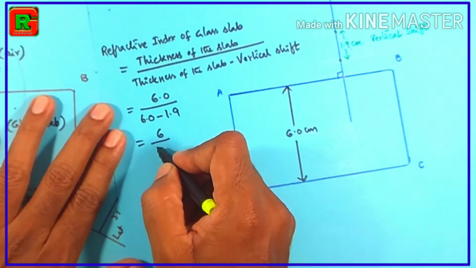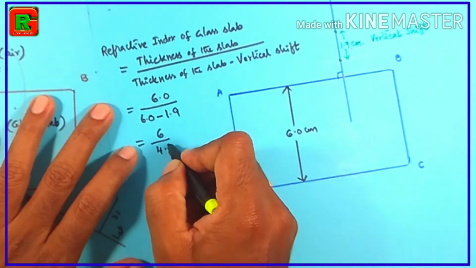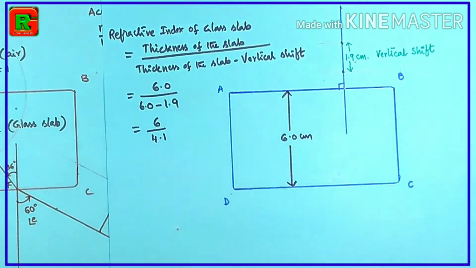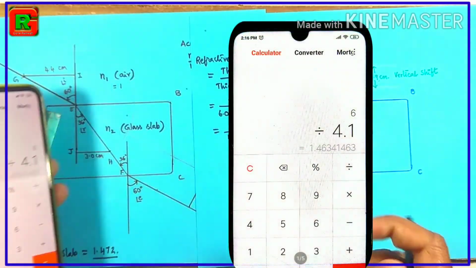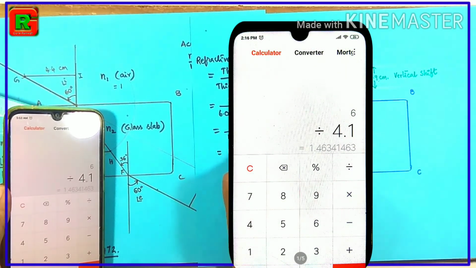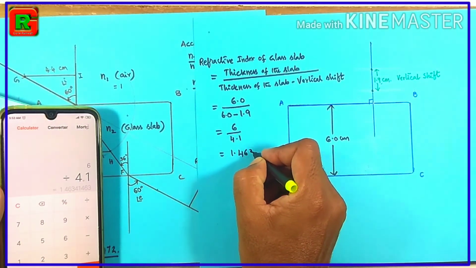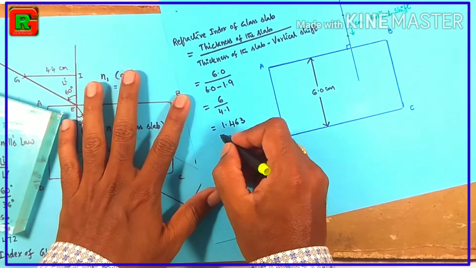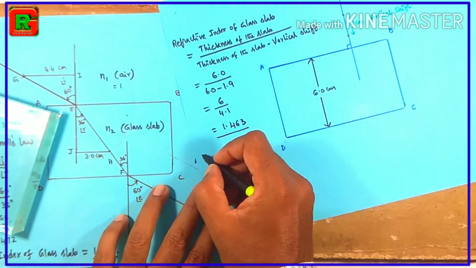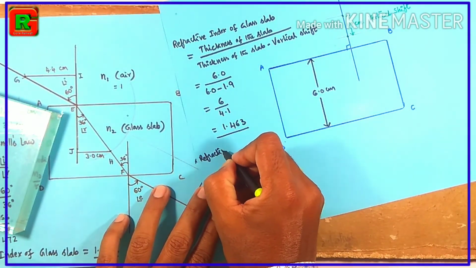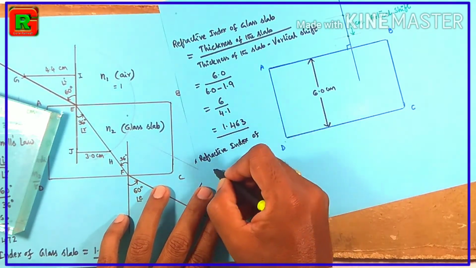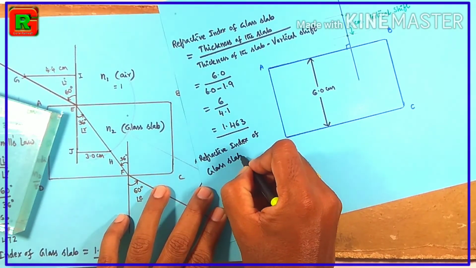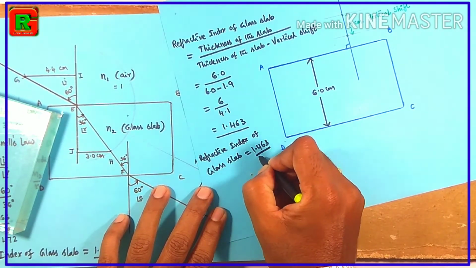That is 6 by 4.1. 6 divided by 4.1, that is 1.463. This is the refractive index of the glass slab. That is, refractive index of the glass slab is 1.463.